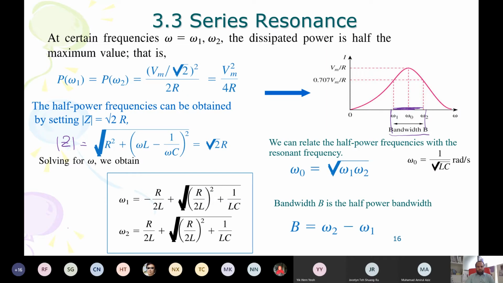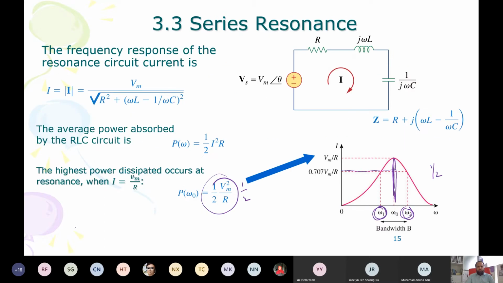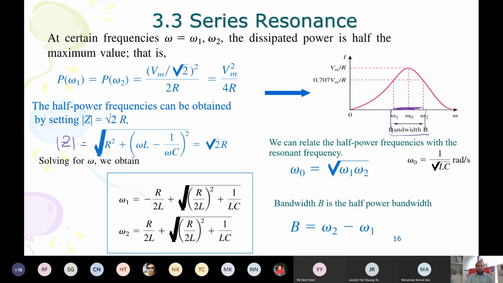So basically, omega 1 and omega 2 are the frequencies at which the power is half the maximum. How do we find it? We set the impedance Z equal to under root 2 times R. This is coming from the maximum power transfer theorem. So P of omega 1 and P of omega 2 is half of Vm square upon R. Let me go back. The power was half Vm square over R. So half of this is 1 upon 4, and we can find it by using this relationship. So we have this equation.